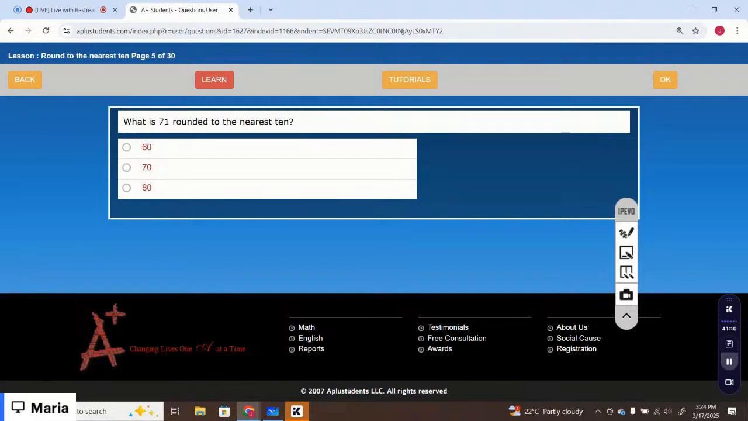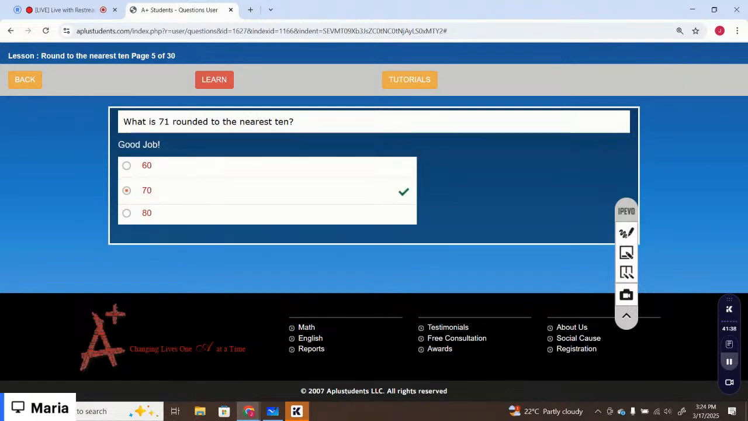What is 71 rounded to the nearest 10? So 71 is rounded to 70. The correct option is 70.